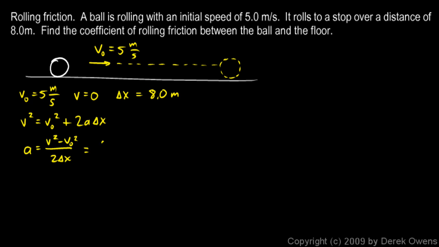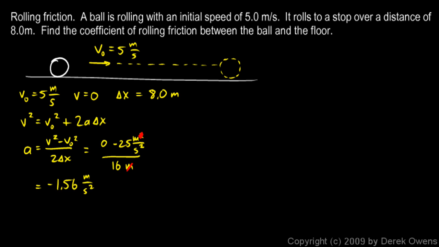And I can put in some numbers. That's 0 minus 5 squared, which is 25 meters squared per second squared, over 2 delta x. The delta x is 8 meters, so 2 times that is 16 meters. And you can see one of these meters up top cancels out with that one, and I'll be left with meters per second squared. And 25 over 16 comes out to 1.56. So the acceleration is negative 1.56 meters per second squared.